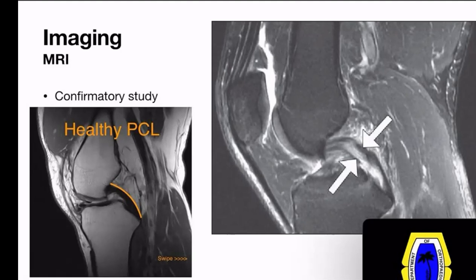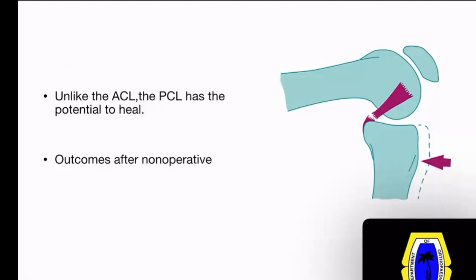As compared sa PCL, chronic PCL, you can see an intact PCL in a chronically injured PCL because of its ability to heal. So what's the definition of chronic ligamentous injury? 3 months. So unlike the ACL, the PCL has the potential to heal. Kaya you have a good outcome after a non-operative management of an isolated PCL.